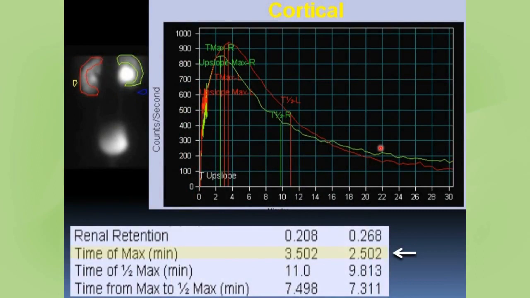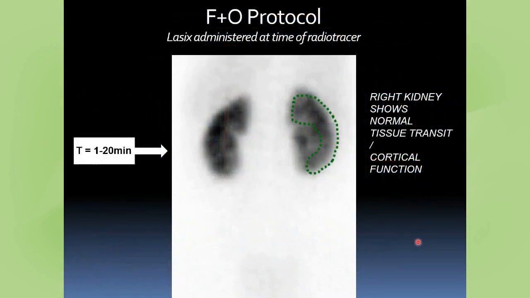Looking at your cortical time activity curve, this really goes hand in hand with that tissue transit time, or cortical transit time. You can see here, this is a relatively normal looking curve. The patient has a time to peak well within that 5-minute range. So that's very reassuring. You look at the renal retention, it's below 30%. So this is suggesting that the kidney is functioning well, irrespective of how concerning that renal pelvis looks and the abnormal retention that we're seeing on those time activity curves.